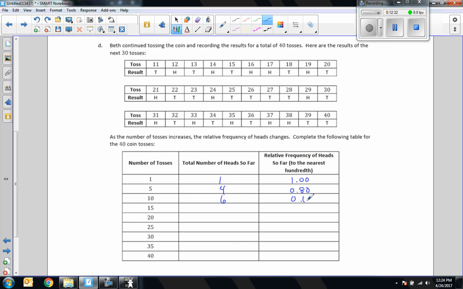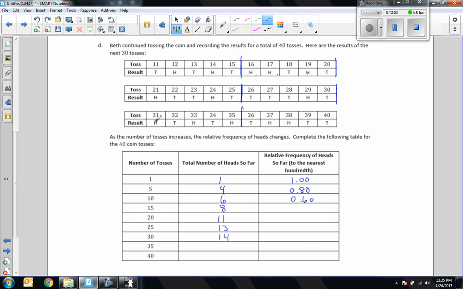That was 0.60. And then 15, we have to count up to here. We have 2 more heads, so that is 8. I'm just going to finish this column out first, and then we'll do the math after. After 20, that's right here. There's 3 more heads, 1, 2, 3 more heads, so that's 8 plus 3 is 11. And then 25 is here, and there were 2 more. That's 13. And then there's 1 more heads up to 30, so that's 14.